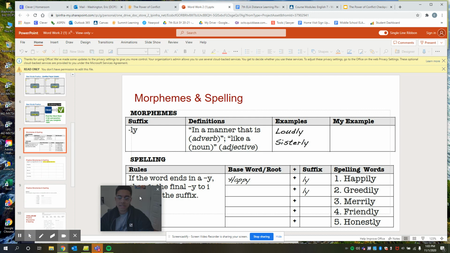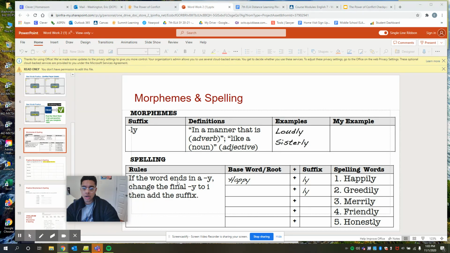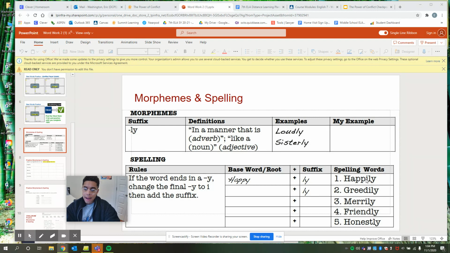Here we have morphemes and spelling. So we are changing base words into the suffix to have the suffix ly, okay? But actually, we're looking at the spelling word, and they already have ly. So what we're doing, our job is to identify the base word. So we know that one of the rules is if the word ends in a y, change the final y to an i, and then add the suffix, and the suffix again is ly. So we're looking at the word happily, right? And so we know that there's an i in there.